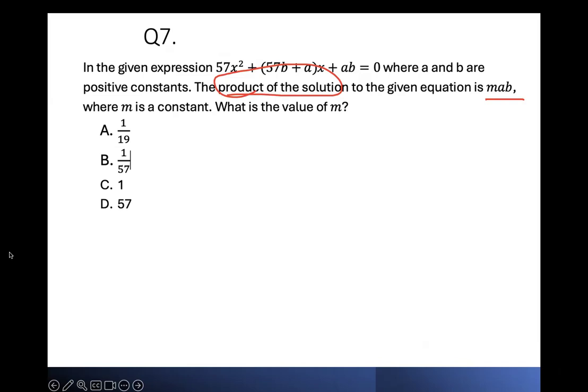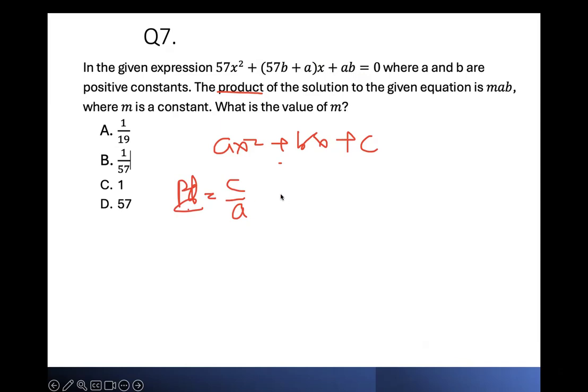That's all. In a quadratic equation, you have to know the product of the solution. If I give you ax squared plus bx plus c, the product of the solution is c over a. The product of the solution is what? c over a. That is the product of the solution. But they told you the product of the solution is what? MAB. Now, what is c? c here is AB. And what is a? 57.